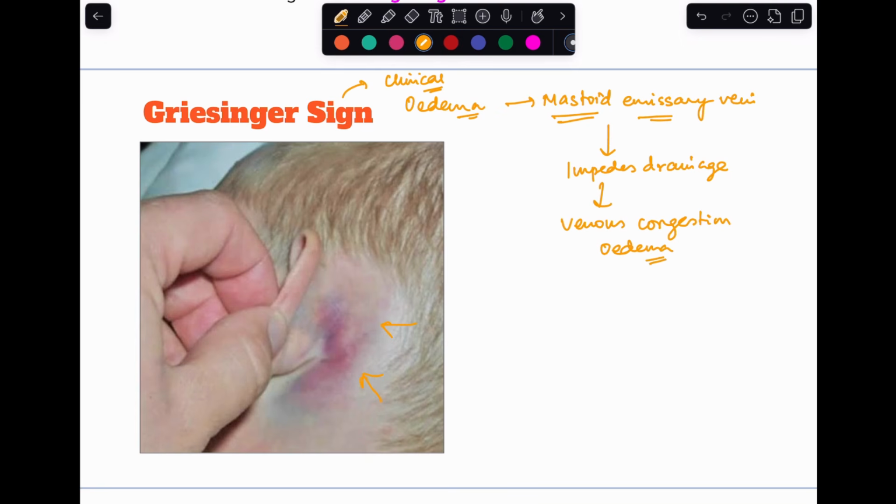Now, this sign is basically an eponym, meaning this was named after Griesinger, who was the one to describe this mastoid region edema because of mastoid emissary vein thrombosis, which is seen in lateral sinus thrombosis. So, this is what Griesinger's sign is.